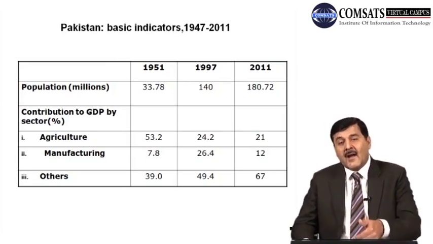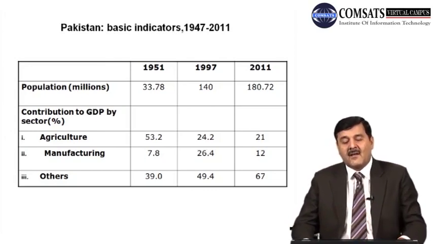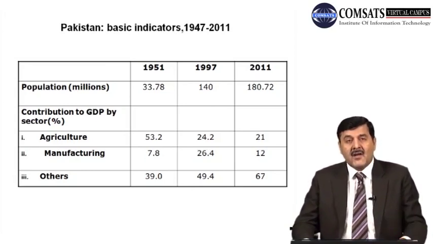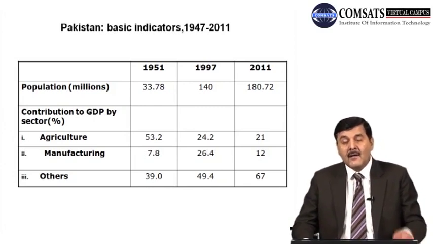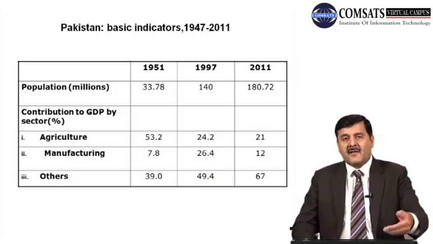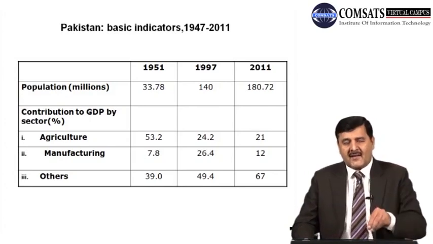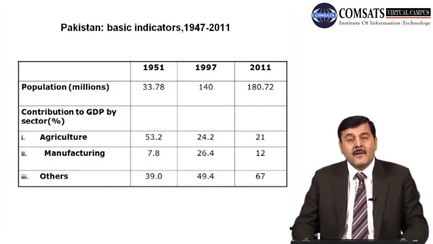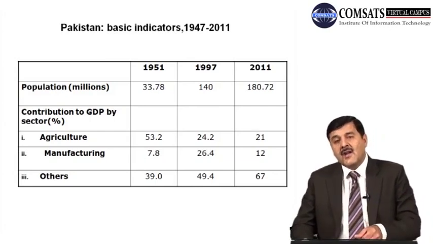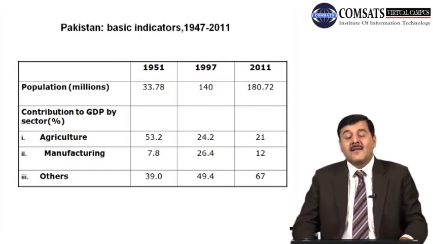There is a significant decline in the contribution of agriculture sector in the GDP over the time of this 1947 to 2011. The contribution of manufacturing sector in 1951 was only 7.8%. Now, the contribution of manufacturing sector is 12%, and the contribution of other sectors like service sector, industrial sector and so on, in 1951 was 39% only. But now the contribution of other sectors like service sector in Pakistan economy or GDP is 67%.